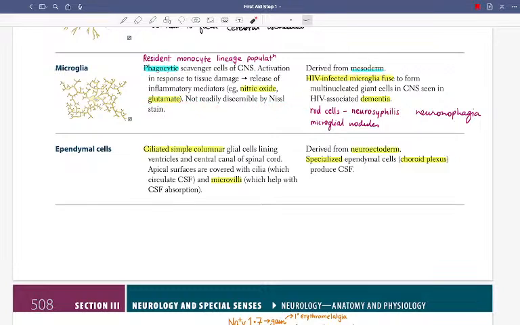And here's something about HIV. Whenever HIV comes, you have to read it. HIV-infected microglia fuse to form multinucleated giant cells in the CNS, which is seen in HIV-associated dementia. In case of encephalitis, they form rod cells, or microglial nodules. This is called neuronophagia.